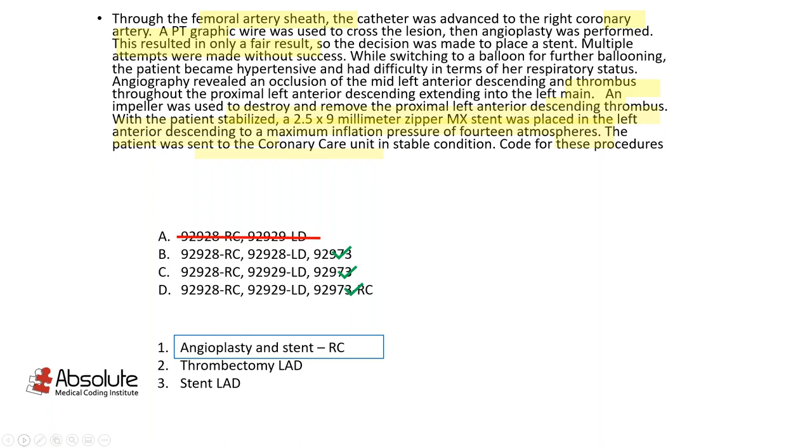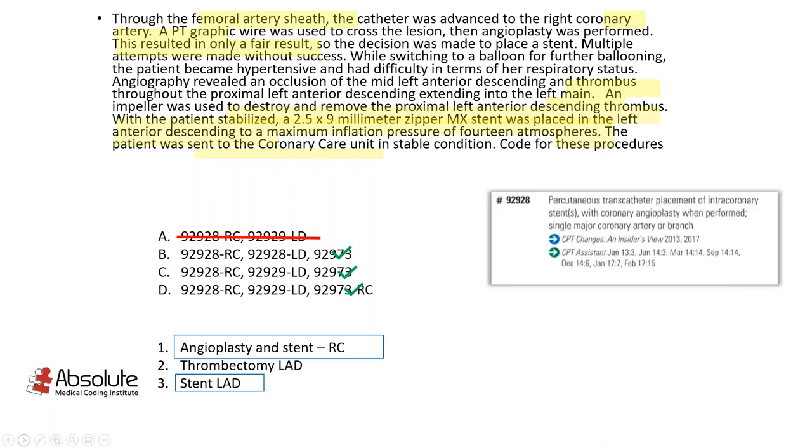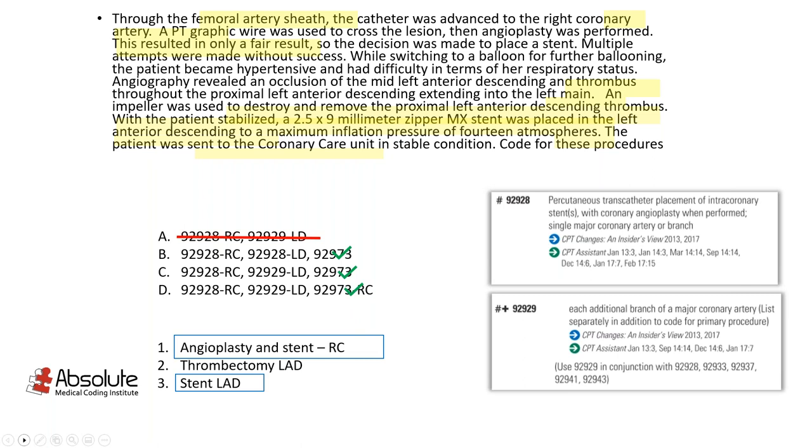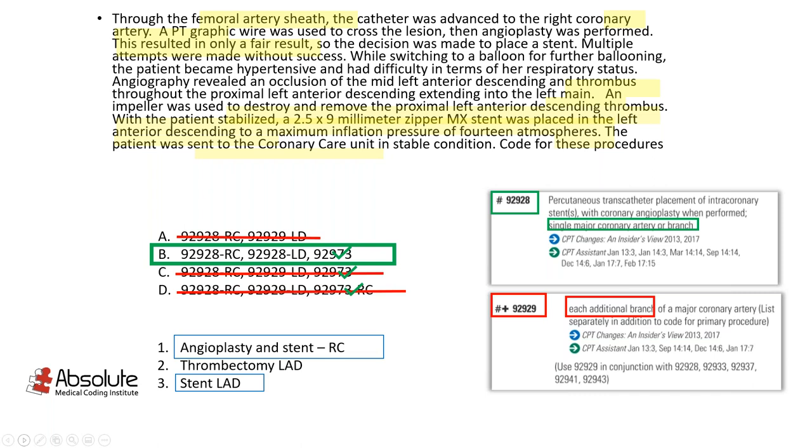Now, we need to look at the angioplasty and stent. 92928 and 92929 are for the stent placement with coronary angioplasty on a single major coronary artery or branch. 92929 is the add-on code for each additional branch. Do we have branches here or arteries? We have arteries, right? So we don't want 92929 in our code. That means we can eliminate C and D, since the right coronary and left descending are major arteries. They each get their own code. That's how we got to B as the correct answer.